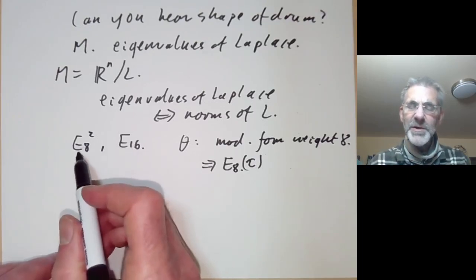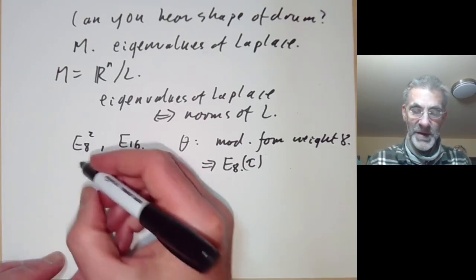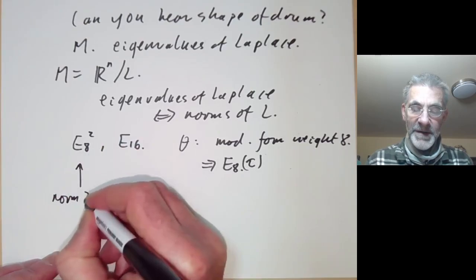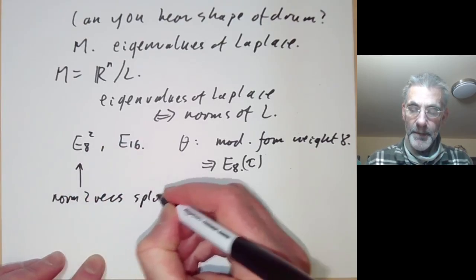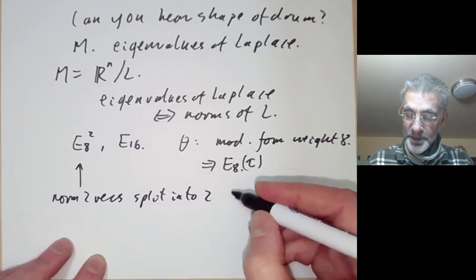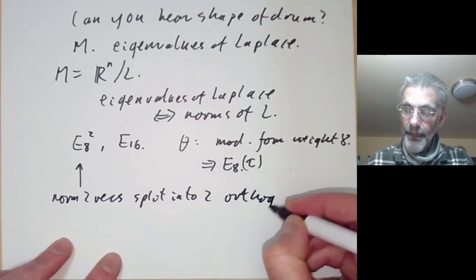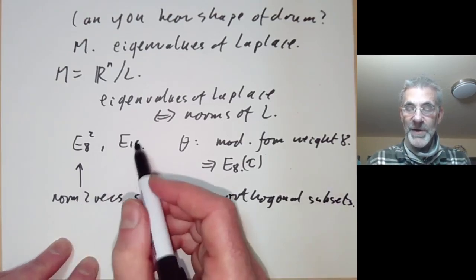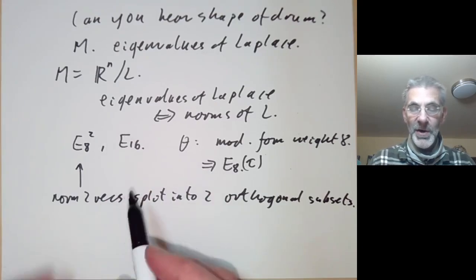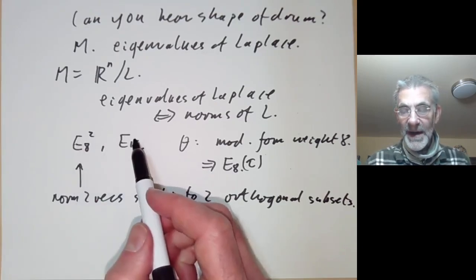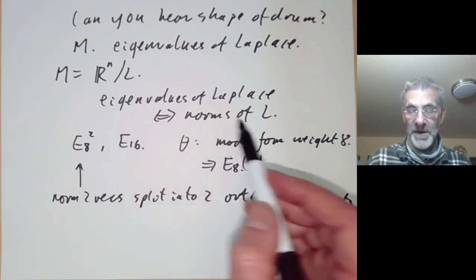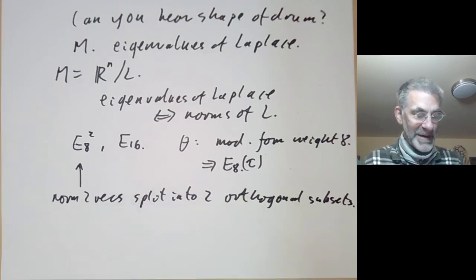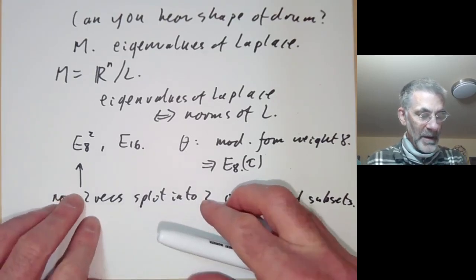Well, of course you need to check that these are actually different Riemannian manifolds, and you notice that here the norm 2 vectors can be split into 2 non-empty orthogonal subsets, whereas you can easily check that for the E16 lattice you can't do this. So these really are different lattices and they give you different Riemannian manifolds, but they have the same spectrum, so if you had these 16-dimensional drums they would sound exactly the same.